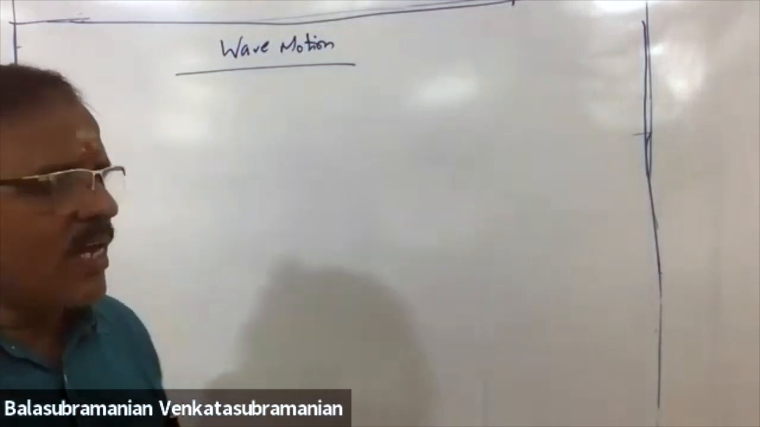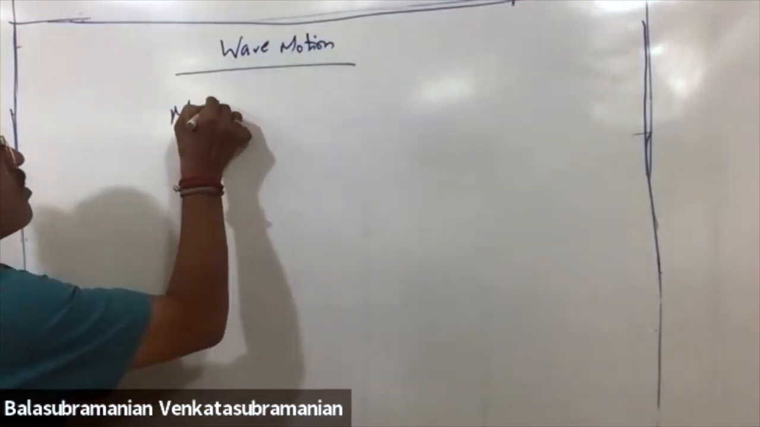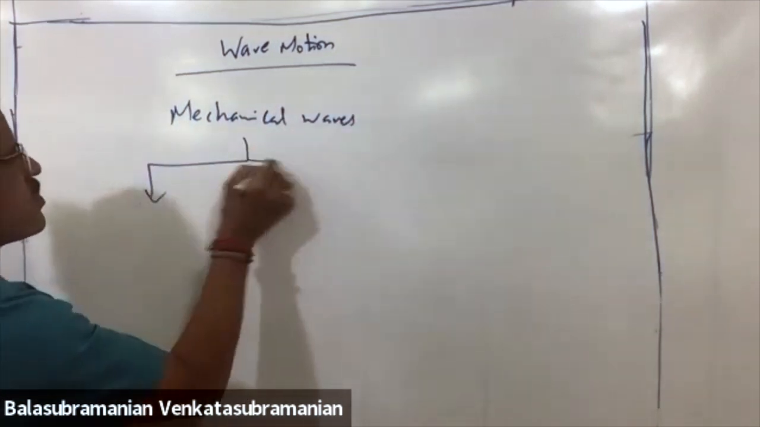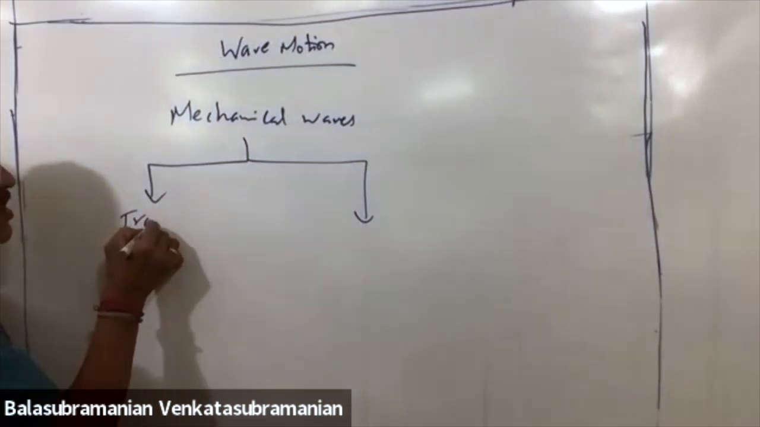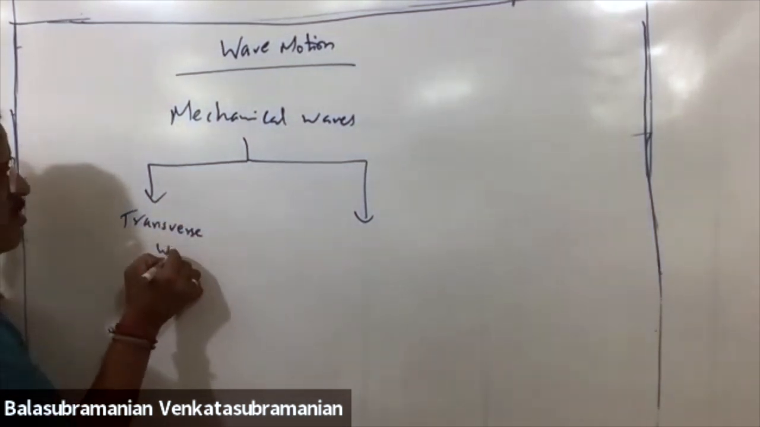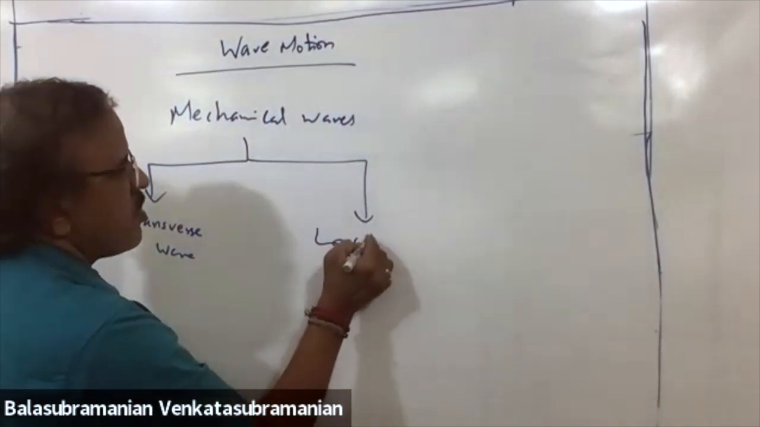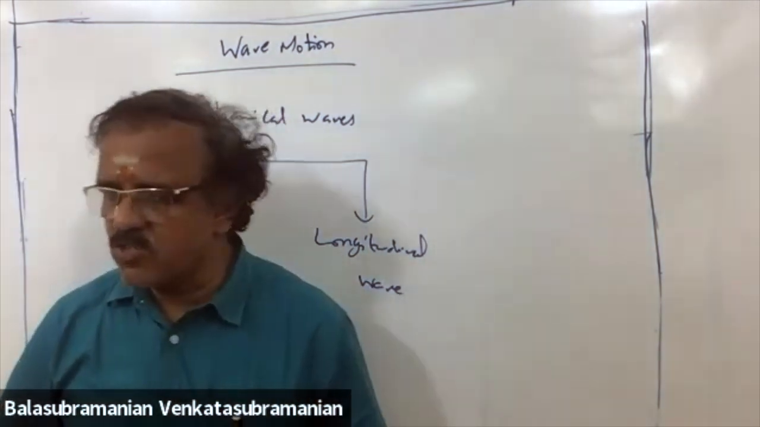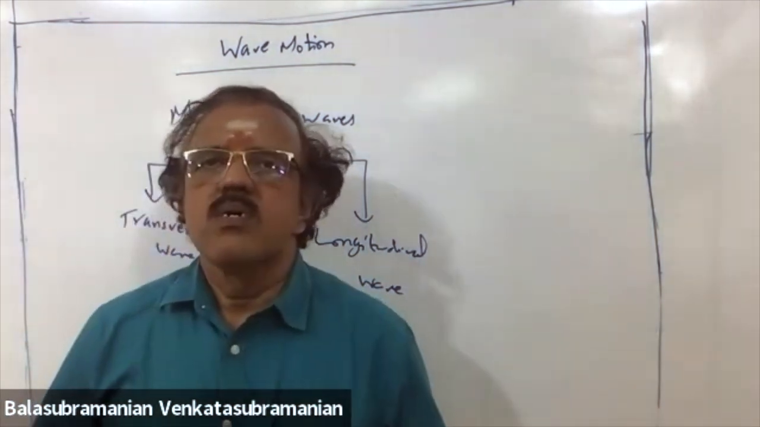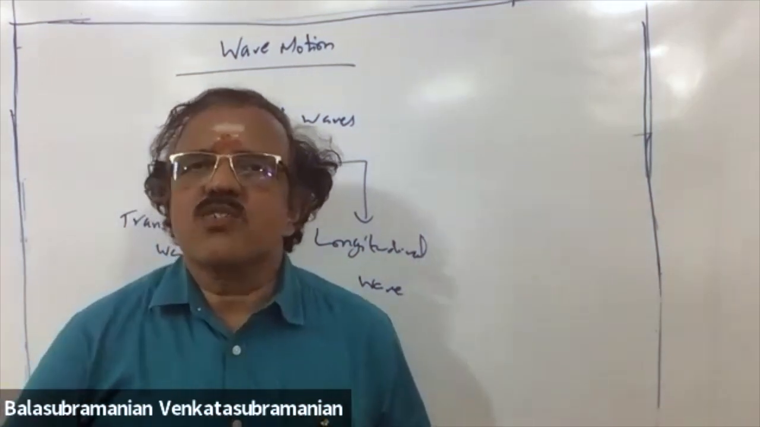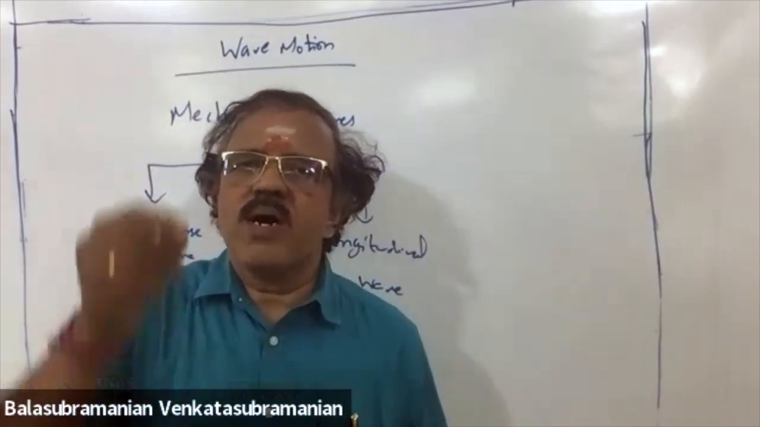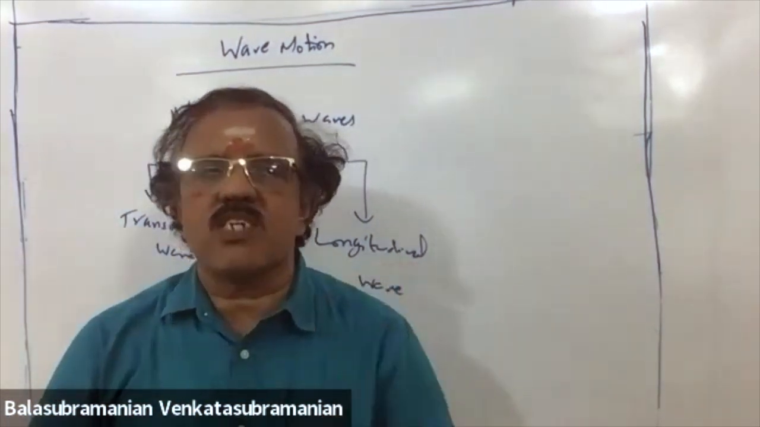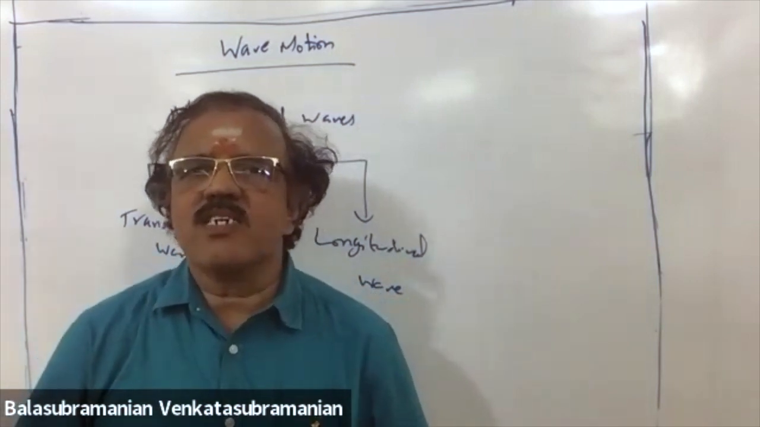So under mechanical waves, we have two types: transverse wave and longitudinal wave. Transverse and longitudinal. What is called a transverse wave? When the particle vibration and wave motion both are perpendicular to each other, then you can call it a transverse wave.